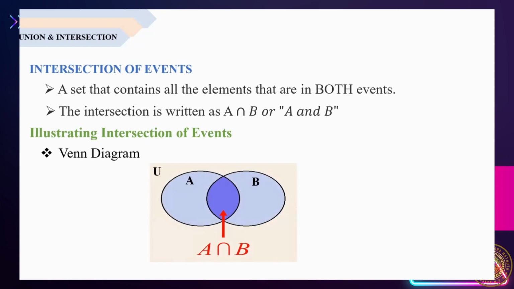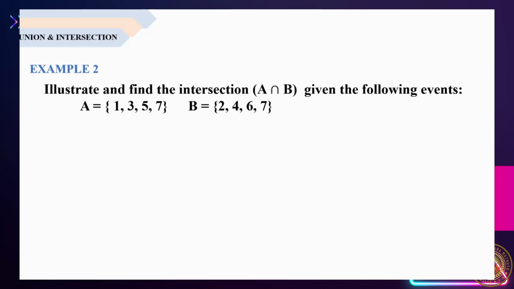What does the intersection represent? The intersection of events is the part in the middle of the overlapping circles, because that is where we put the events that are in A and in B. And always remember, elements should not be written repeatedly. If there are two or more events found in A and in B, we still write them only once. Okay? So let us have our example number 2.